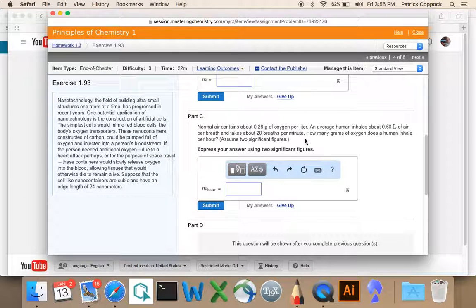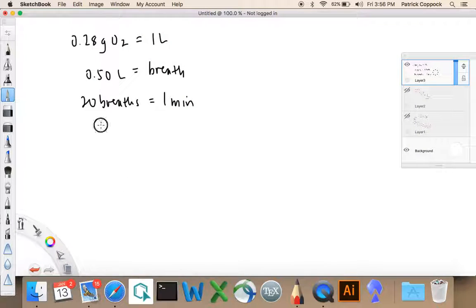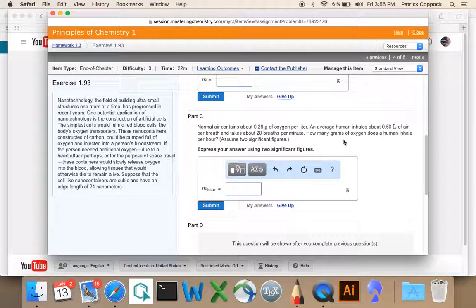How many grams of oxygen does a human inhale per hour? Okay, so let's go here and say time is equal to 1 hour, which is equal to 60 minutes. I did 60 minutes because I've got minutes here, and I'm thinking there's going to be some issue there. I like to keep my units consistent if I can. So that's the question: grams of oxygen.